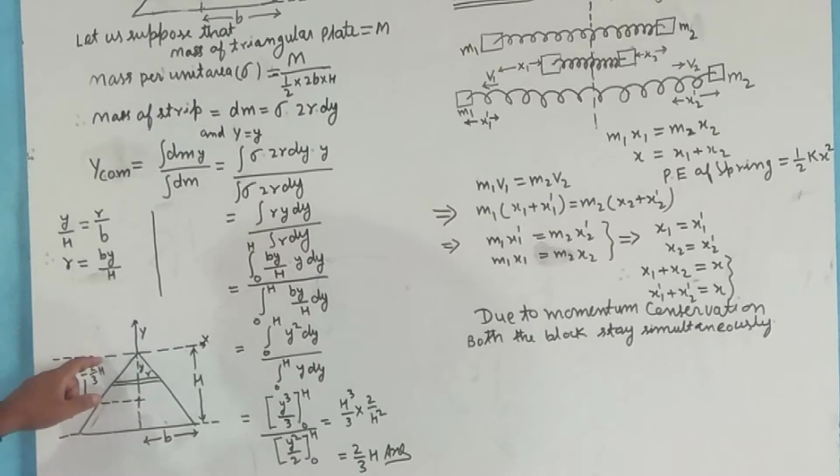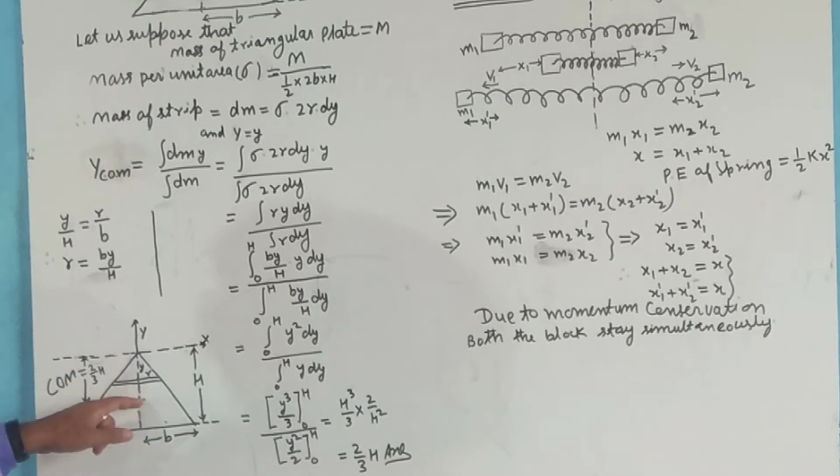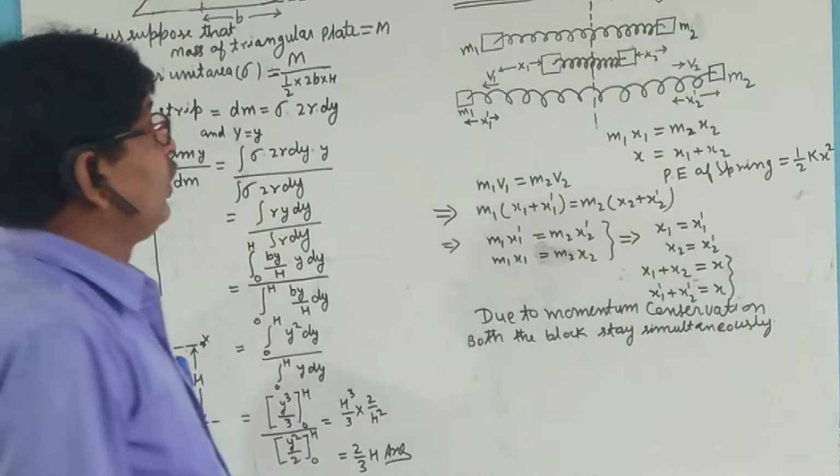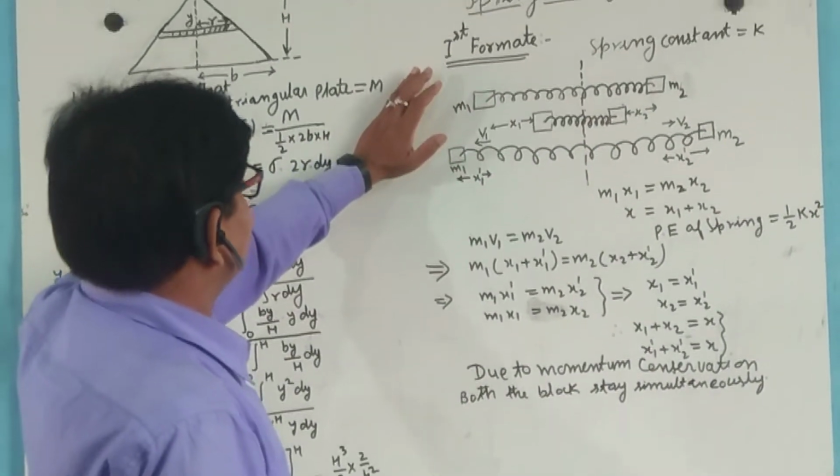So the y coordinate of the center of mass is 2 by 3 h. This is our answer. Now we study the spring block system.